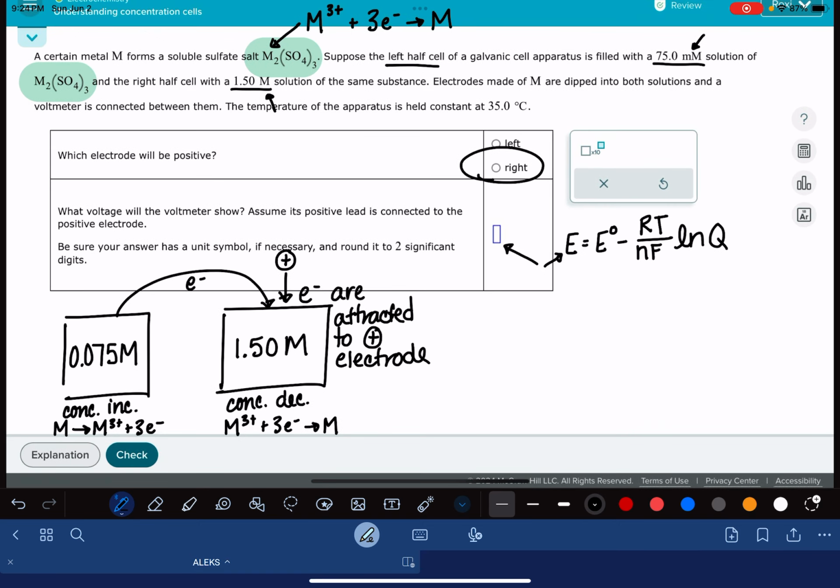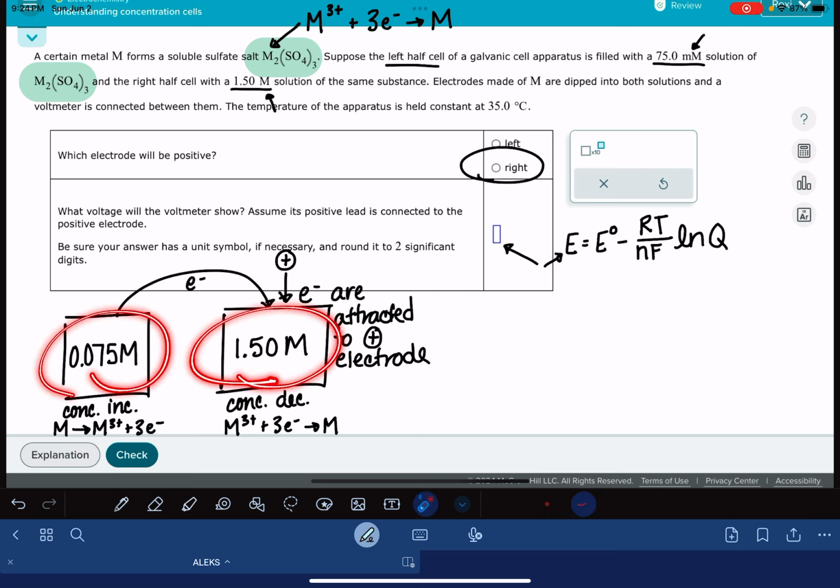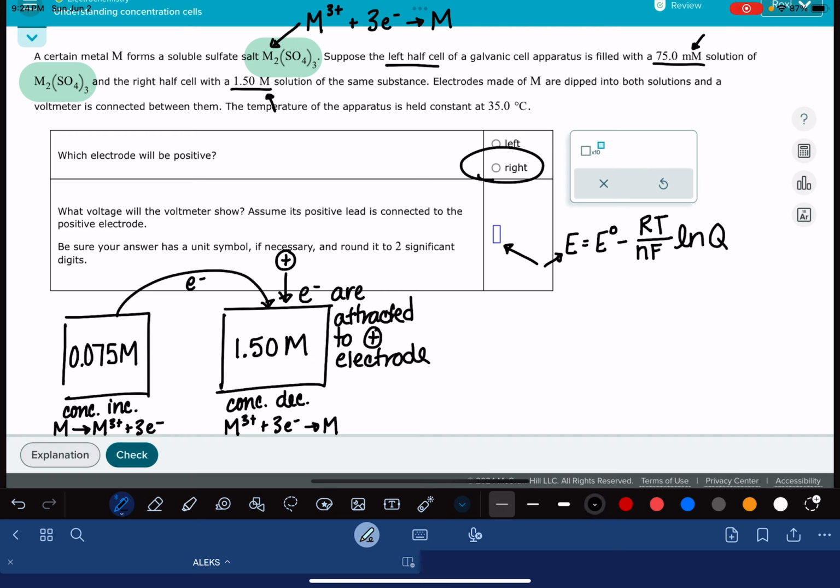Now, E standard is the voltage that the cell would be if both of the cells had a concentration of 1 molar. And you might be thinking to yourself, I have no way of knowing what that is because I don't even know what this metal is. But if both of these solutions had a 1 molar concentration, there would be no redox reaction taking place at all. E standard for this problem, for every single version of this problem, E standard is going to be 0, or at least every version that I looked at.